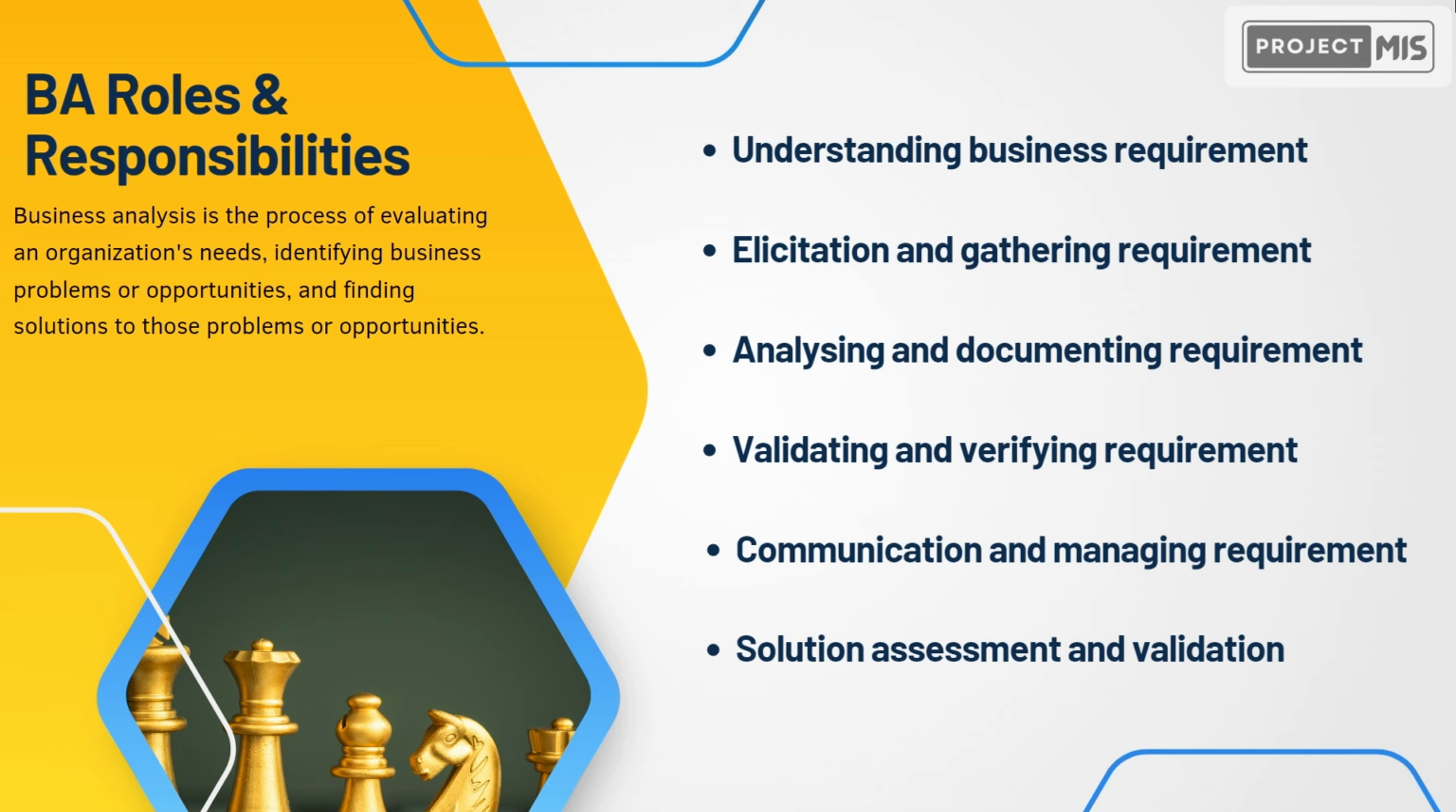which we will be checking against the proposed or the derived solution, just to make sure that we are in line with the solution we have proposed and what the customer is expecting. So these are the six different process steps defined in the BABOK guide for a business analyst, and these are the primary roles and responsibilities of business analysts.